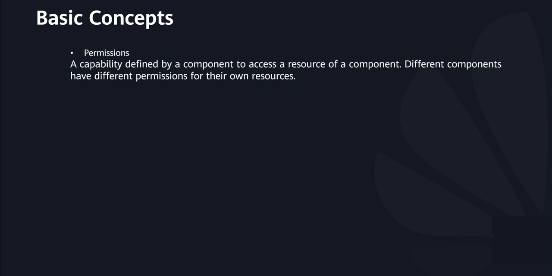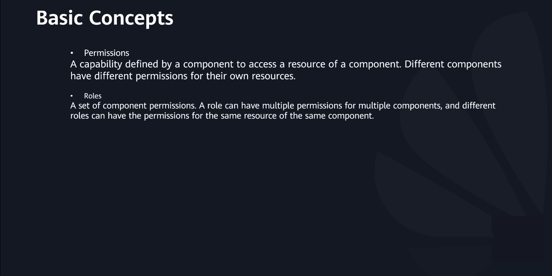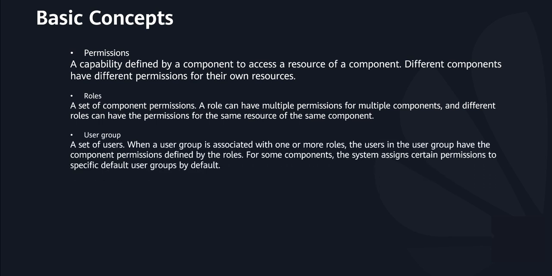Permissions are defined on the component side and allow access to certain resources of the component. Different components have different permissions for their own resources. A role is a set of component permissions. A role can have multiple permissions of multiple components, and different roles can have the same resource permission of the same component. A user group is a collection of users. After a user group is associated with one or more roles, the users in the user group have the component permissions defined by these roles.